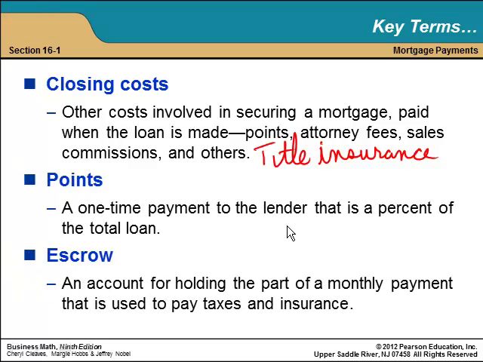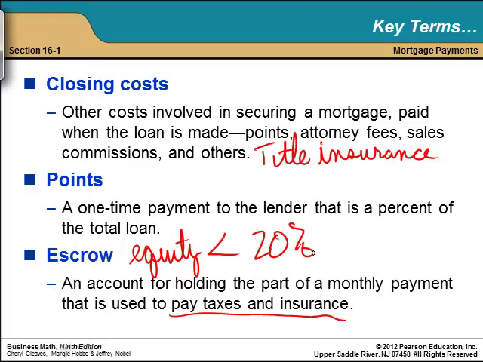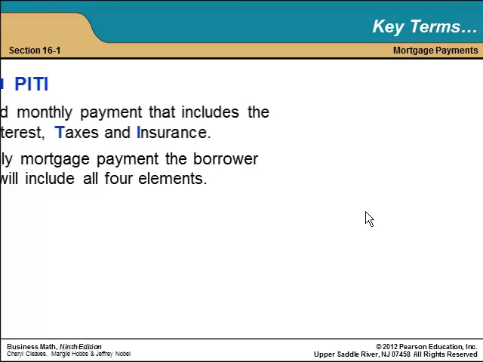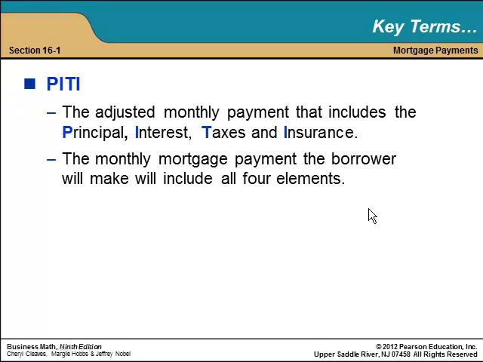Escrow is an account for holding part of the monthly payment that's used to pay taxes and insurance, and usually you have to pay escrow if your equity is less than 20%. Then you have to have an escrow account, because they don't want you to run out of money and then not be able to pay your taxes or your insurance, and then your house burns down and the bank is out of money. They figure if you own more than 20% of it, then you'll start saying, hey, I got to make sure I pay my insurance. As I said, PITI is the principal, interest, taxes, and insurance that's included with the monthly mortgage.